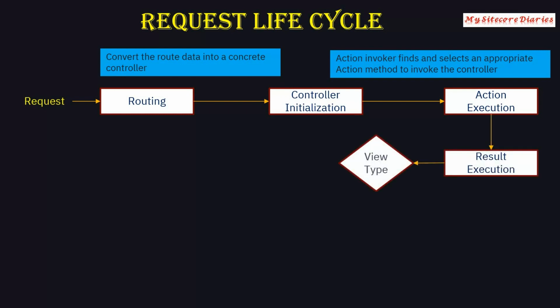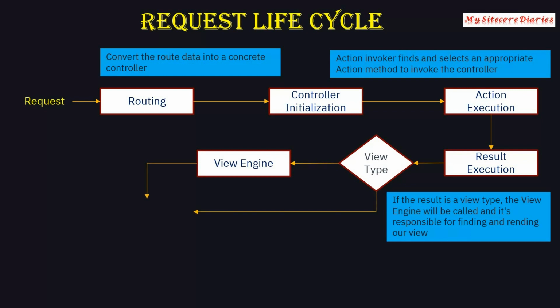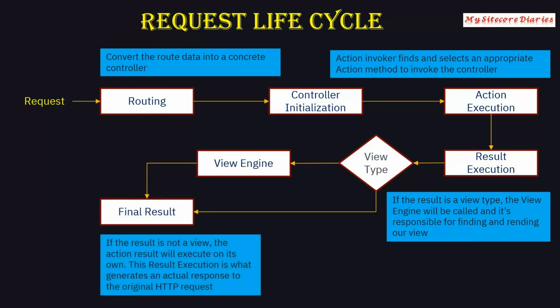And that result will get executed. Now, if you have the view type, then the view engine will be called, and it is responsible for finding and rendering our view. So if it has a view type, the view engine will be called, and then the view engine is responsible for creating the output. If the result is not a view type, the action result will execute on its own. So the action result will get executed and it will generate the actual response.